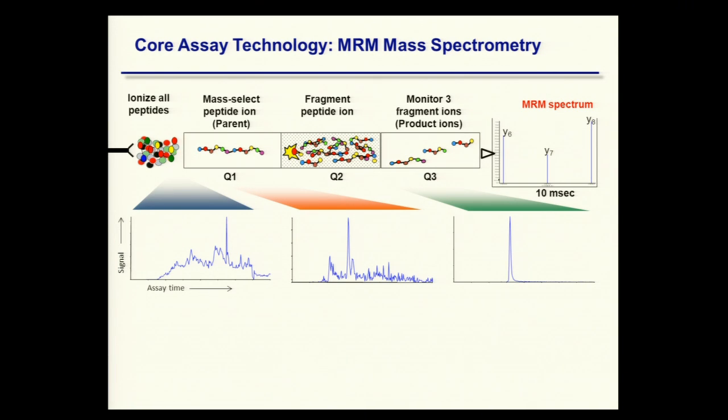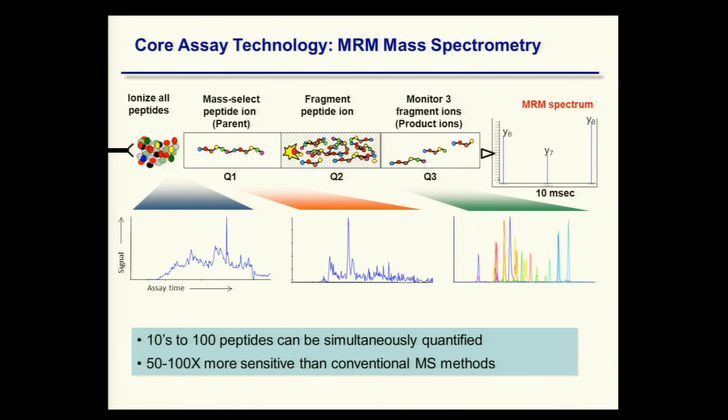And at the same time, we can actually not only look at one of these, but hundreds of them together. So this is the approach that we take in targeted proteomics, and we can actually measure and quantify simultaneously tens to hundreds of peptides, and this is the most sensitive approach. It's 50 to 100 times sometimes more sensitive than discovery proteomics.